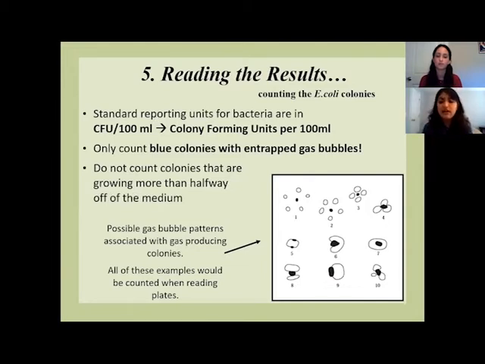You'll see here in this graphic, we have different examples of what entrapped gas bubbles may look like. They can be surrounding the growth, they can be emerging from it. There are all these different patterns that you can see, but we're only counting blue colonies with gas bubbles. When we report the E. coli colonies, we're going to use a standard reporting unit of CFU per 100 milliliters, which just means colony forming units per 100 milliliters. We also want to make sure we do not count colonies that are growing more than halfway off the medium.